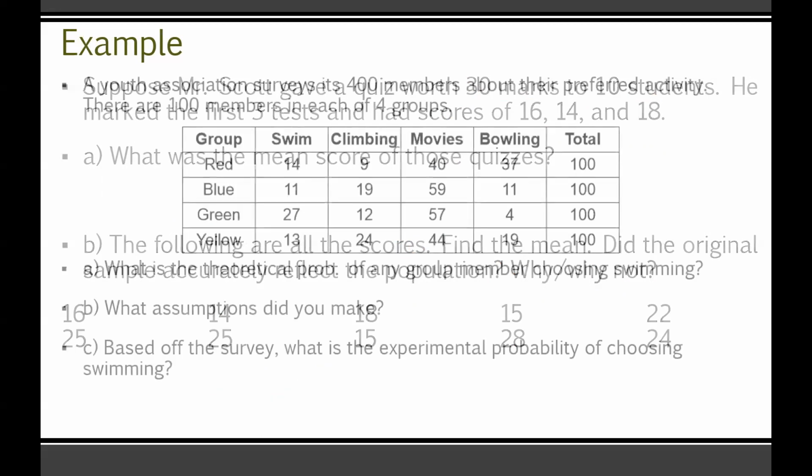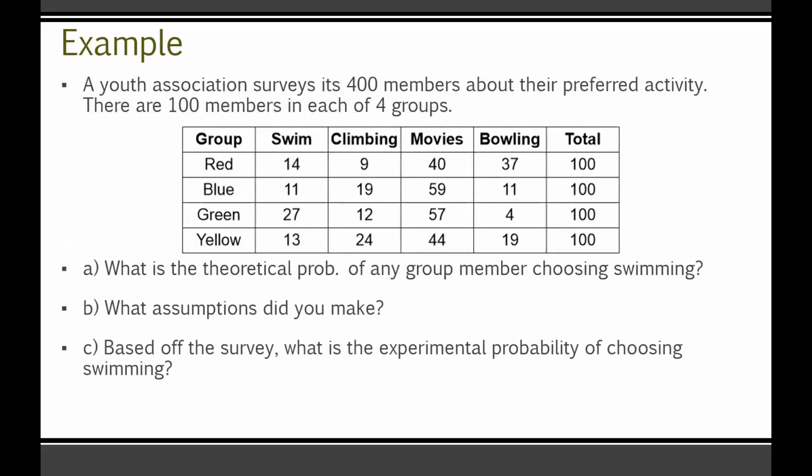Anyway, moving on. Next example: a youth association surveys its 400 members about their preferred activity. There are 100 members in each of the 4 groups. So the 4 groups, of course, are red, blue, green, and yellow. And then they ask them about their preferred activity. So in each of these groups, there's 100 people. Hopefully that makes sense. Question A here is, what is the theoretical probability of any group member choosing swimming?